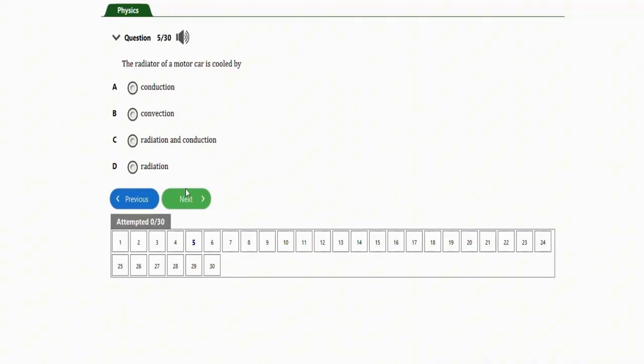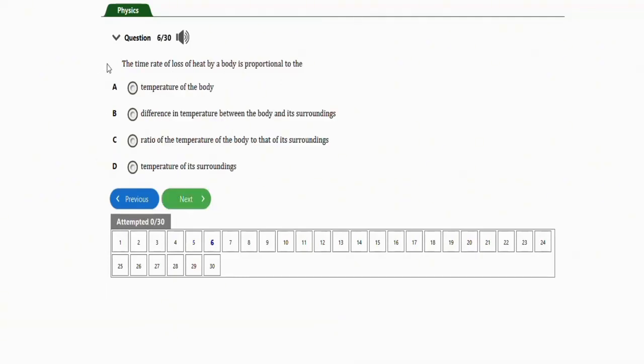Alright, so the next repeated question is this one. It says the time rate of loss of heat by a body is proportional to the dash temperature of the body, difference in temperature between the body and its surrounding, ratio of the temperature of the body to that of surroundings, temperature of the surroundings. So guys, the correct option to this question is option B, which is difference in temperature between the body and its surroundings. That's it for this particular question.